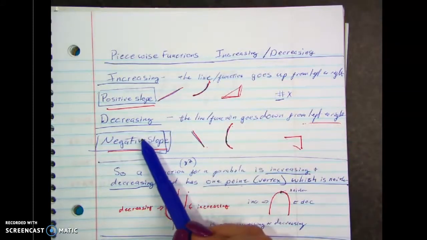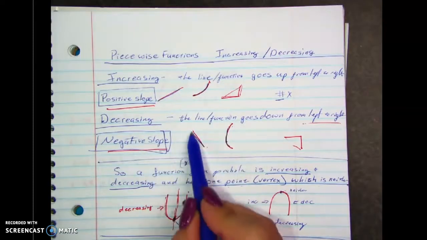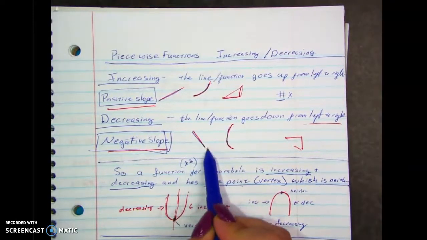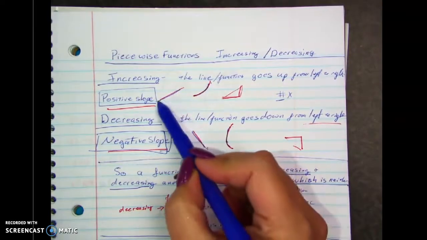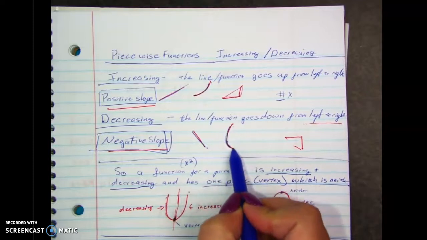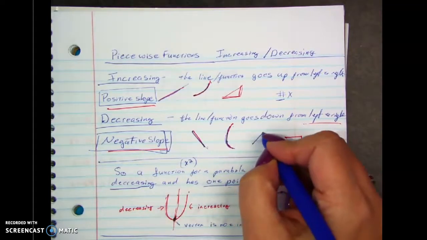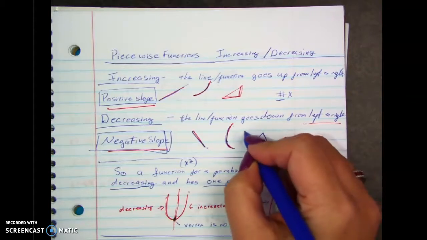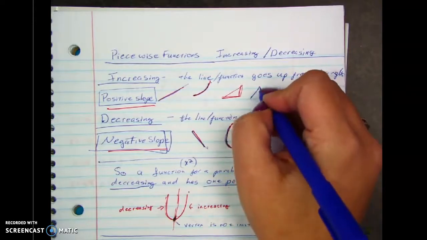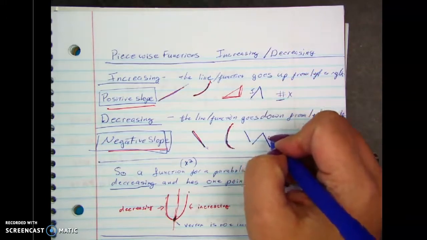For decreasing, it is the exact opposite. Does the function go down from left to right? So as x gets bigger, does y get smaller? Or as x gets bigger, does y get bigger, right? And it could look like this if it's a quadratic. It could look like this. That would be a decreasing, and then that would be the increasing part right here. If it was an absolute value, that would be the decreasing part there.